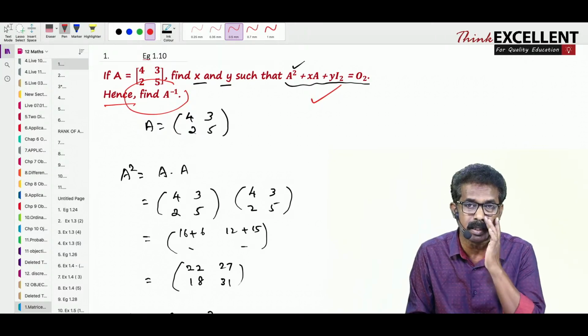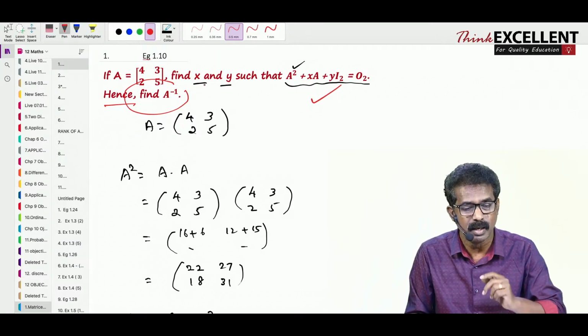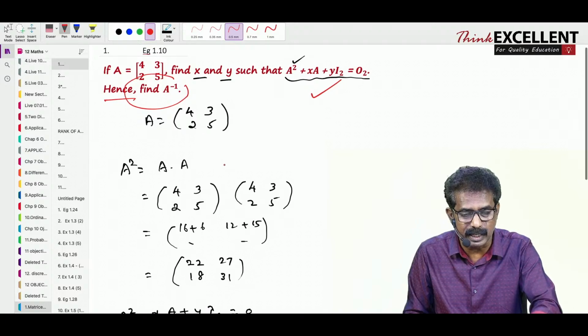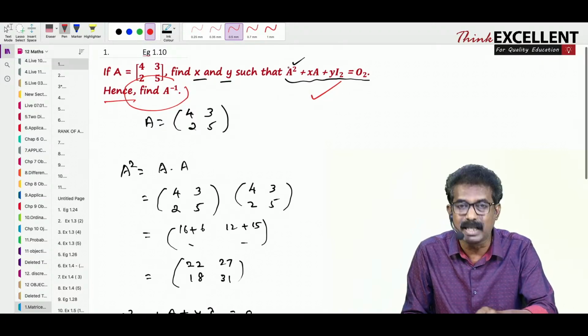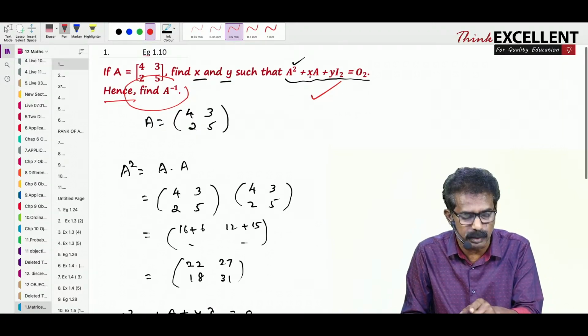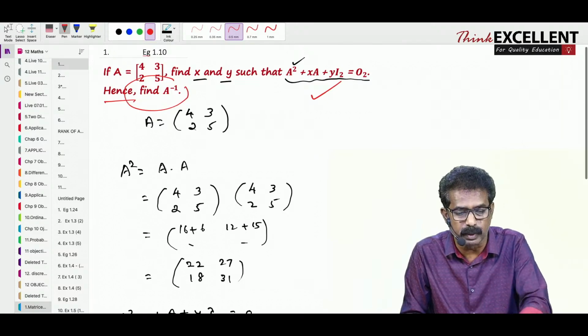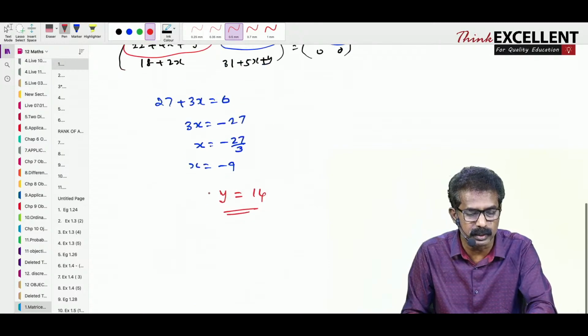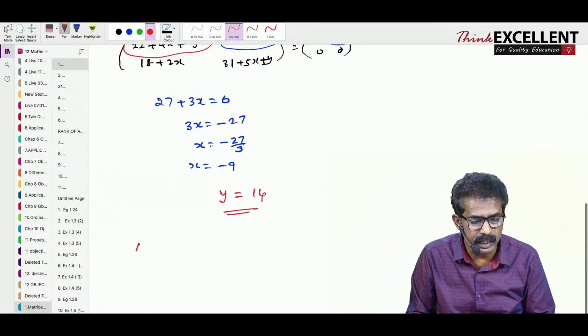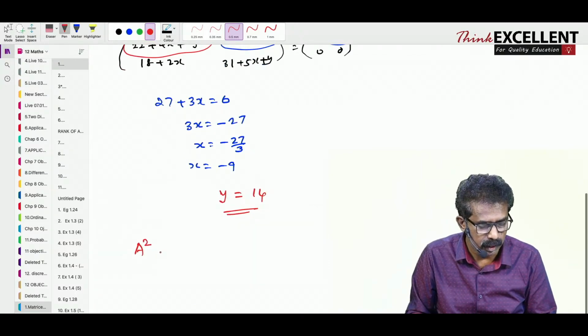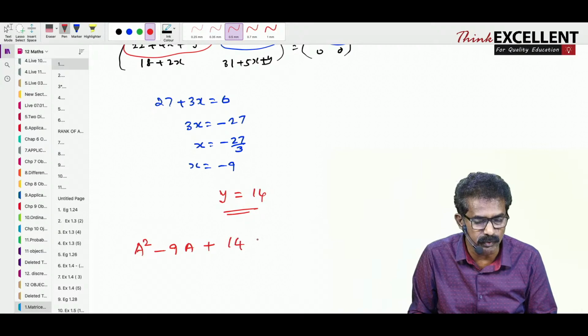வெரிஃபிகேஷன் வேணா நீங்கள் யூஸ் பண்ணிடுங்க: 1 by determinant into adjoint A. Okay, but here you have to use the direct method. Please listen. What I am going to do is rewrite this A square. X ஓட வேல்யூ சப்ஸ்டியூட் பண்ண போறேன். x value -9, y value 14ல அதை சப்ஸ்டியூட் பண்ணி அந்த ஈக்குவேஷன் மாதிரி அதை எழுதிடுவோம். Okay, please listen. A square minus 9A, right? x value minus 9A plus y value 14I equal to 0, order 2.